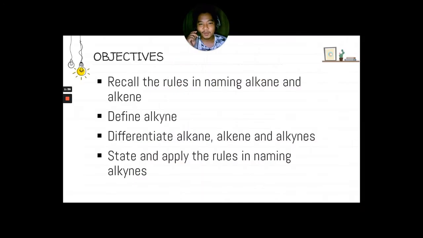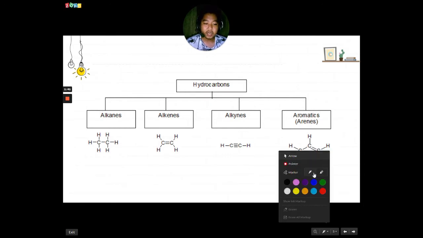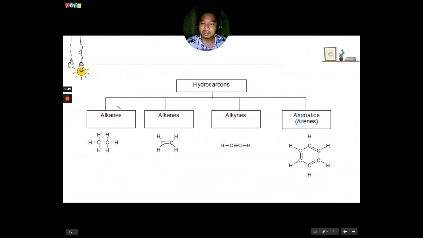Alright, so, to begin, as usual, let's check our position in our chart. We're done with the alkanes, and a lot of examples were given. We're also done with the alkenes, and finally, we're here in our alkynes. Eventually, next session, we'll talk about the arenes or our aromatics. Alright? So, alkynes first.